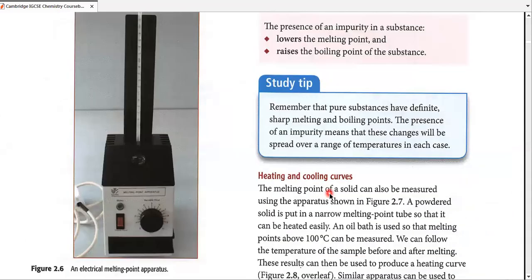A diagram of which is present on page number 25. Figure 2.6 is actually a melting point apparatus.